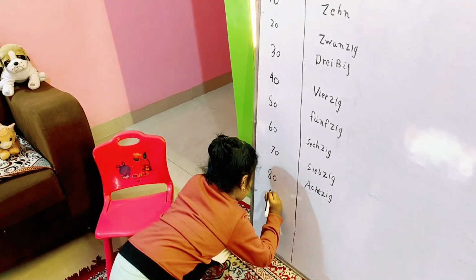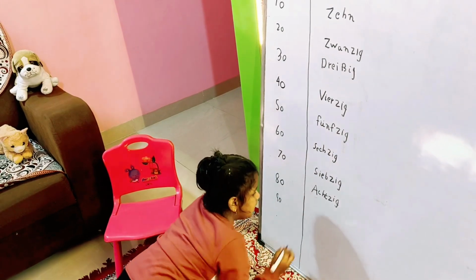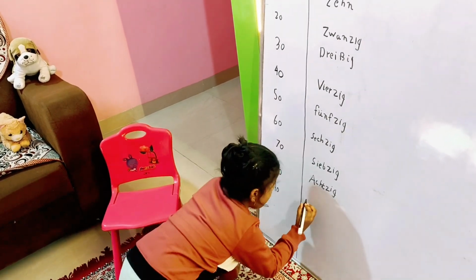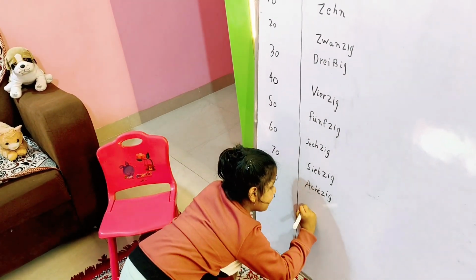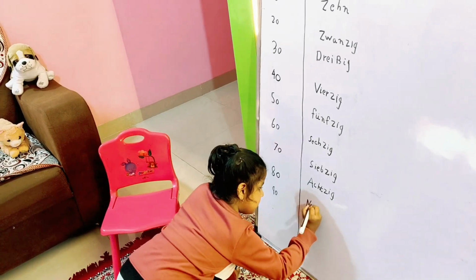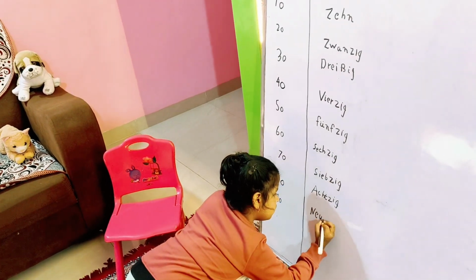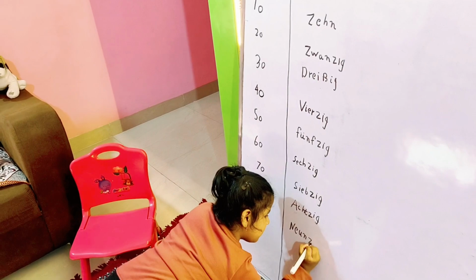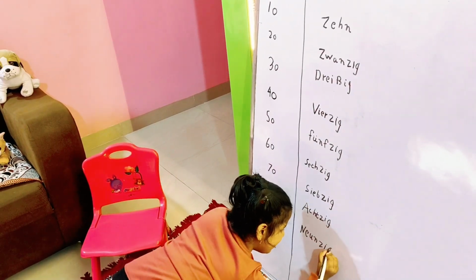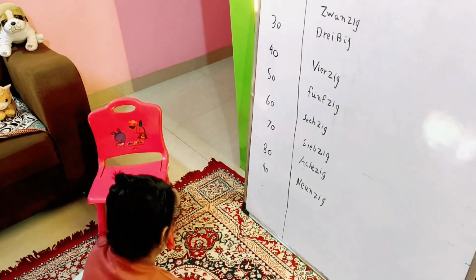Neunzig. 90, neunzig. N-E-U-N, Z-I-G. Neunzig. And last, 100.